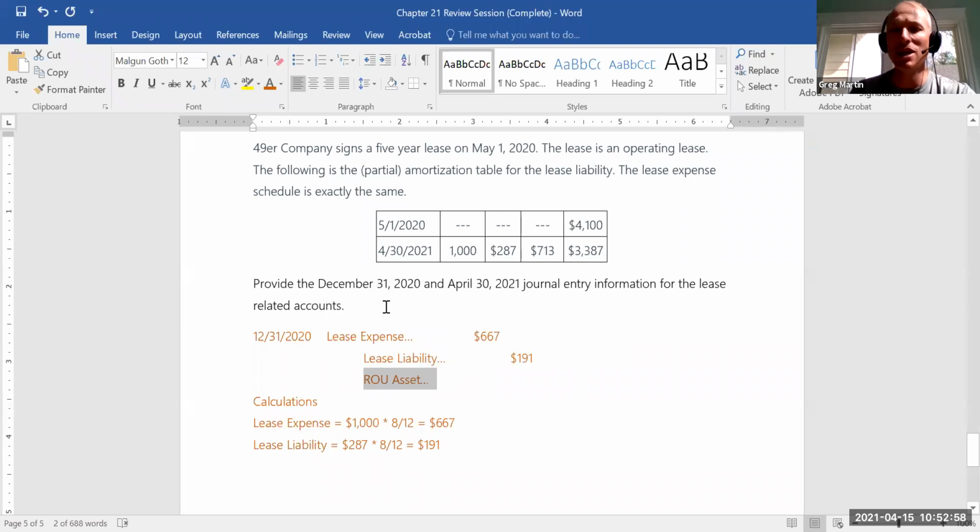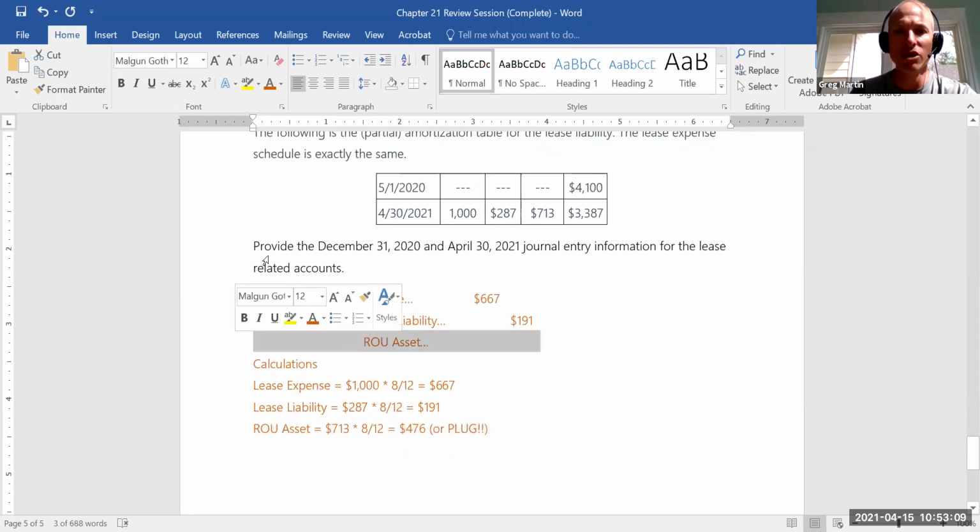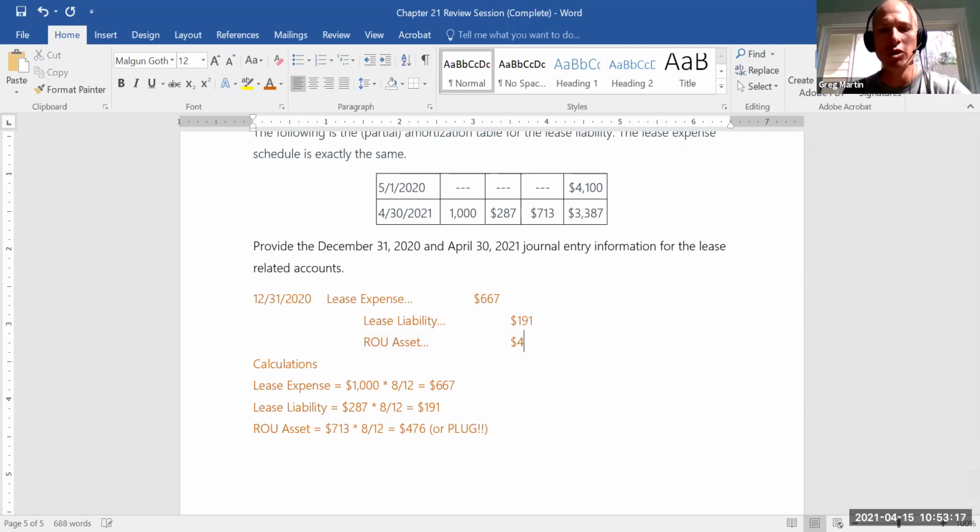There are 2 ways to get that entry amount. You can calculate it, or it's a plug. I'm going to encourage you to calculate it. And the reason why I'm going to encourage you to calculate it is because it allows you to understand why.